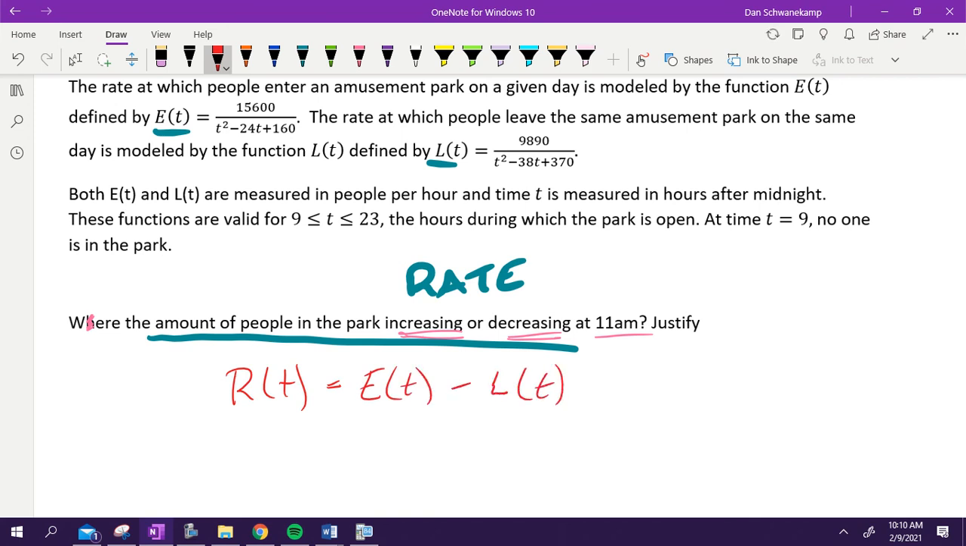If I want to know what's happening at 11 a.m., what would I want to do? You plug it in. You would find R of 11. Okay. How could I tell if I'm increasing or decreasing? Positive and negative. If R of 11 is positive, then the amount of people is increasing. Okay, if R of 11 is negative, then the amount of people are decreasing in that problem. Kind of makes sense of what we're doing there? Yes, sir.